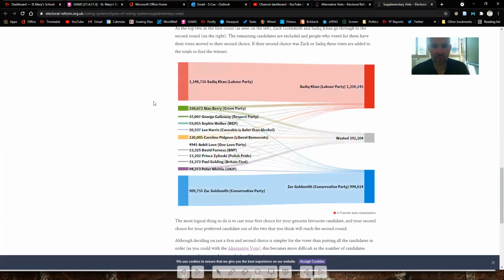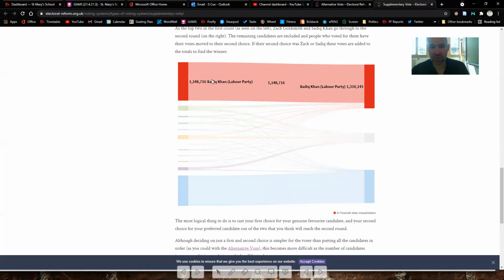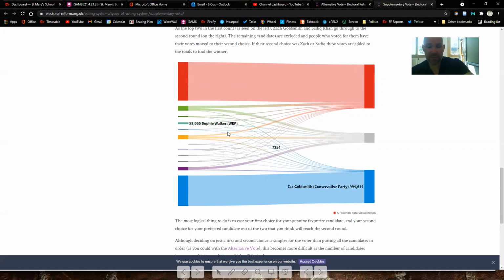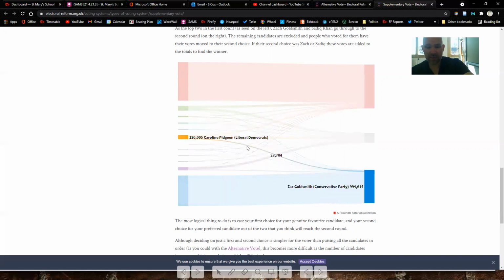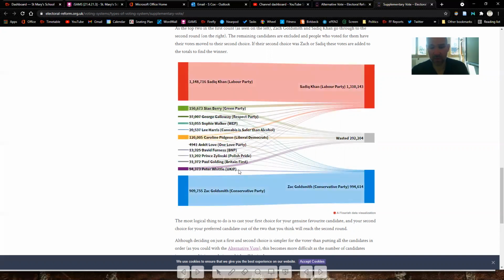So, you can see on this nice little graph that most people that voted for the Green Party had their second choice as Sadiq Khan from Labour. And you can see that the Lib Dems is quite interesting, because there's actually a relatively even split going up to Labour and down to the Conservatives, whereas with UKIP, you perhaps got more of a pull going down to the right. Now, what's better and worse?